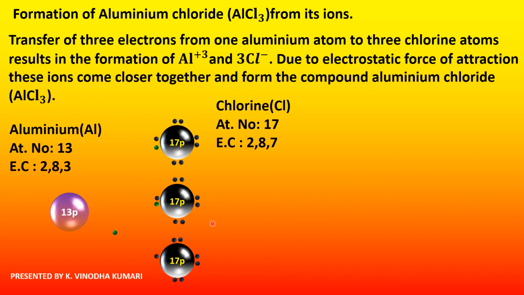so that aluminium forms Al3+, and chlorine forms 3Cl minus, 3 chlorines each taking 1 electron, which results in the formation of a compound called AlCl3. Okay, this is about the ionic compounds with some examples. So I hope you have understood. Thank you so much.